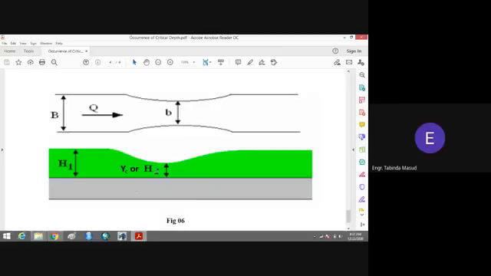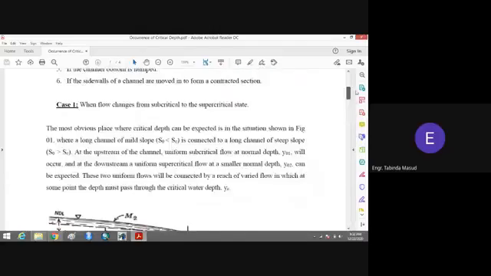Okay, here you can see this is the top view of the channel, and this is the side view of the channel. Here in the channel we have this much total depth of the flow, that is h1, and here in a contracted section we can have the critical depth of the flow yc, and if not, then we have the simple depth of the flow, that is h2 or y2. So these are the 6 simple cases where we can have the critical depth in a channel.